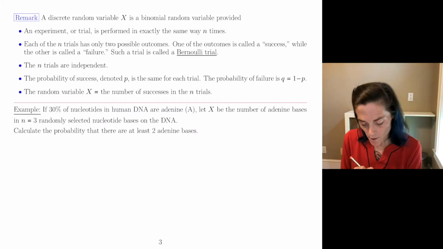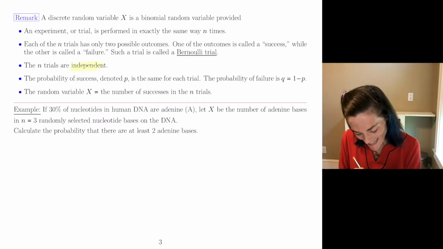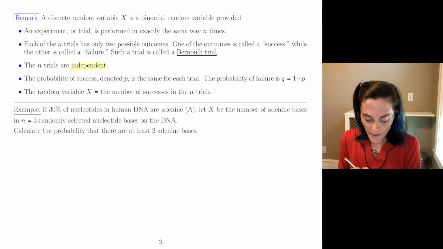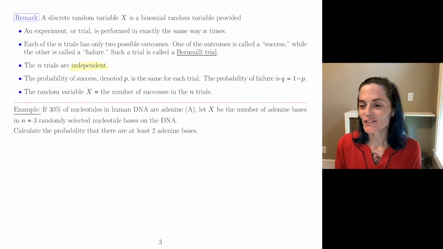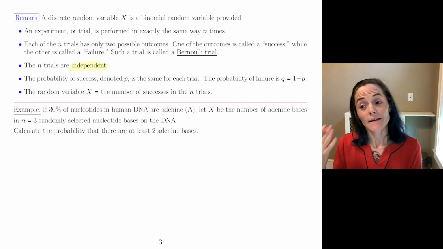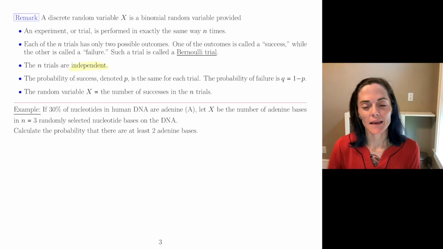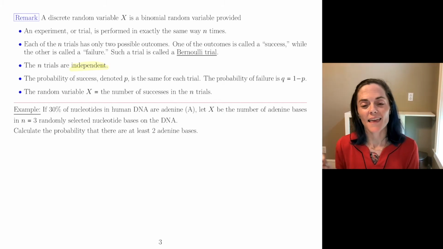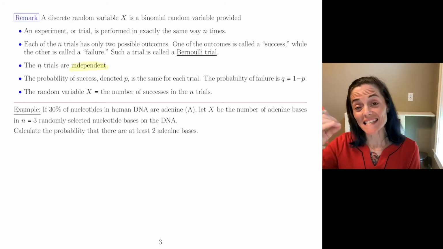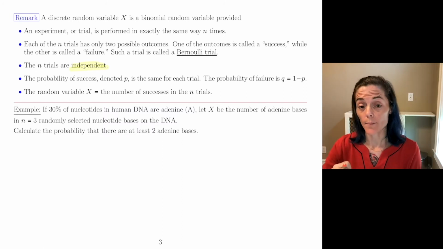This is the statistical word I was mentioning. The probability of success is denoted p, and it's the same for every single trial. And therefore, the probability of failure is 1 minus p. Finally, our random variable is the number of successes in the n trials. So all of this is exactly what we just had in our first example.